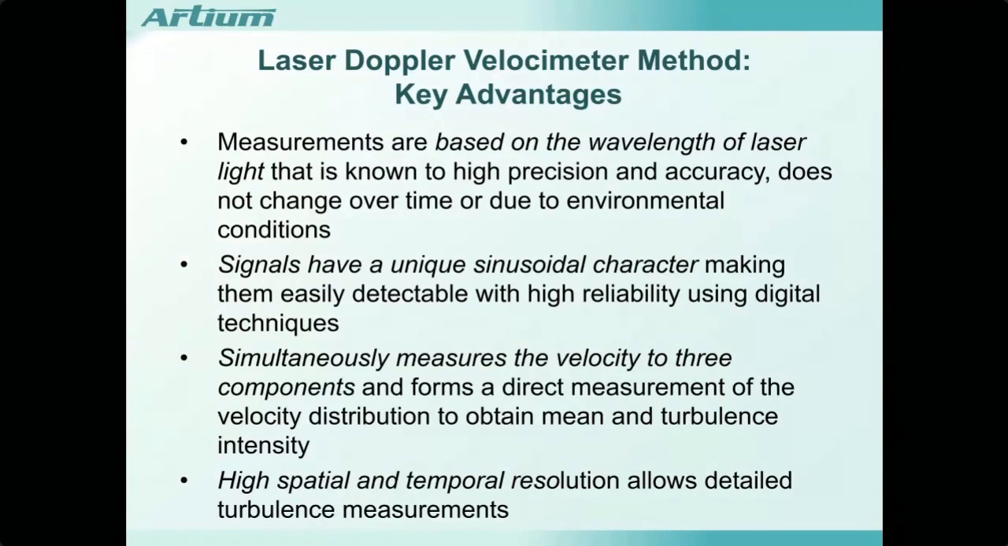Signals have a sinusoidal character, which makes them easy to detect, especially in the presence of noise, and we'll discuss some of that as I proceed with this presentation. The method can be configured to simultaneously measure all three velocity components, and it forms a direct measurement of the mean velocity and velocity distribution, allowing one to obtain mean velocity and turbulence intensity, Reynolds shear stresses, normal stresses. The high spatial and temporal resolution allows detailed turbulence measurements, as I mentioned earlier.